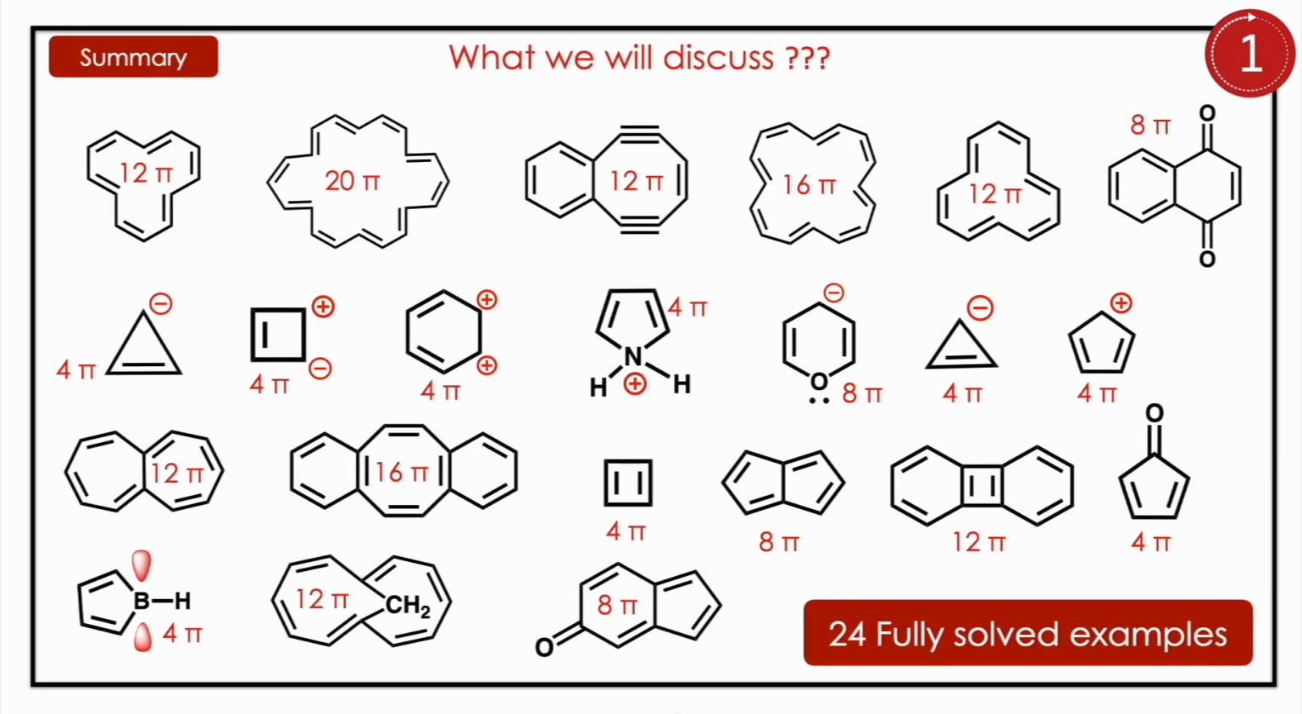What will we discuss? We discuss a library of molecules, how each is anti-aromatic, and we will solve this step by step. Totally 24 of them. Make use of it.